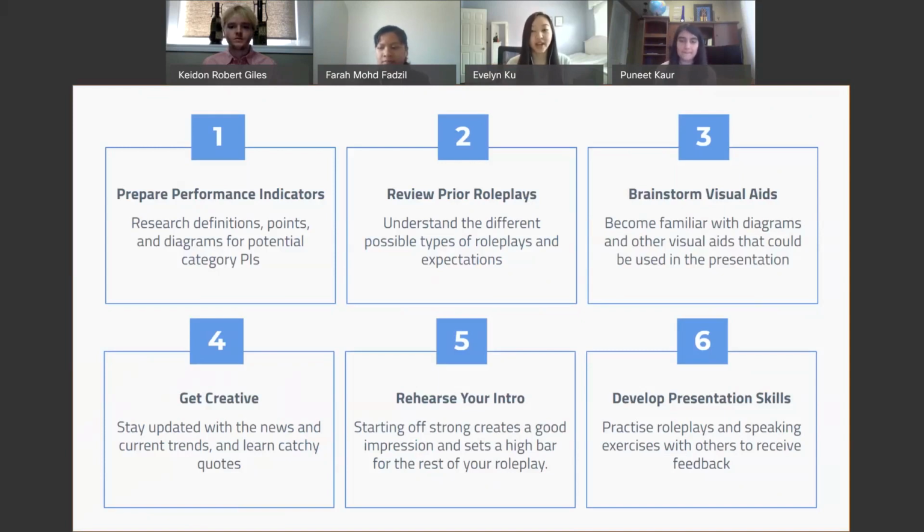The third tip after that is to brainstorm visual aids. Like we mentioned and had on the slide, there are a ton of different visual aids that you might be able to use in your presentation, but getting familiar with the ones that might be helpful in your category means you can save time when you're actually in the prep session, because you already know what to expect.